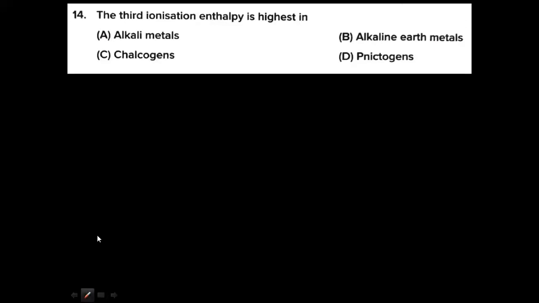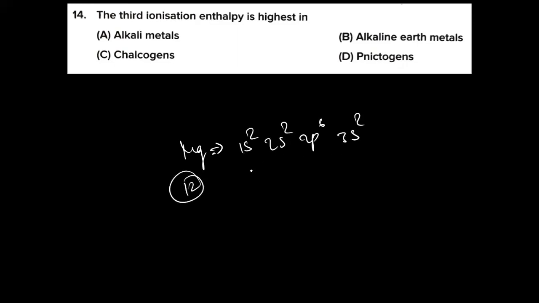14. The third ionization enthalpy is highest in. So third ionization enthalpy is highest in alkaline earth metals. How is the third ionization enthalpy very high in alkaline earth metals? For example, I will consider magnesium, which is an alkaline earth metal, with atomic number 12. So the electronic configuration is 1s2, 2s2, 2p6, 3s2.